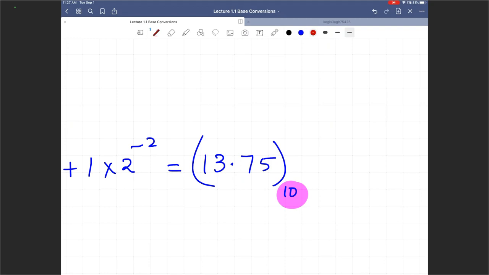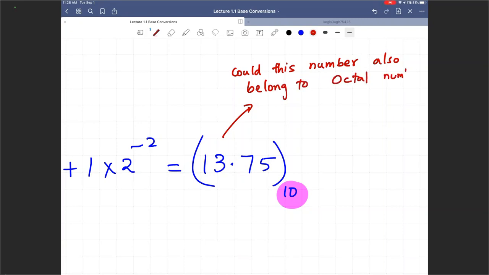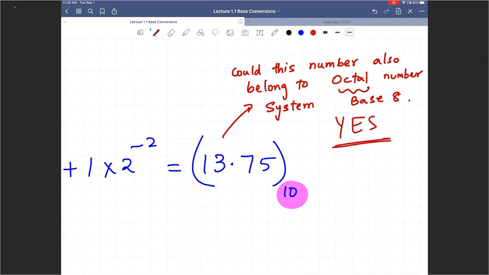Here, I'm going to ask a question. Could this number also belong to the octal number system? Octal means base 8. Yes is absolutely right. Because for octal number systems, you have symbols 0 through 7. And 1 belongs to that set, 3 belongs to that set, 7 belongs to that set, 5 belongs to that set.